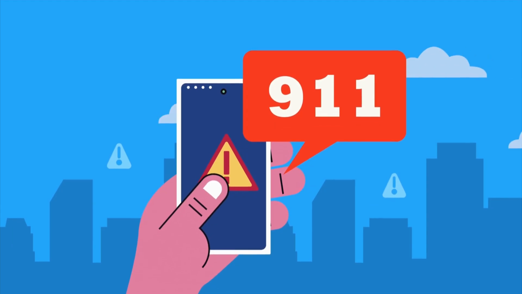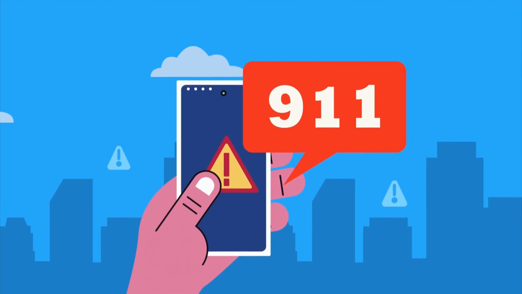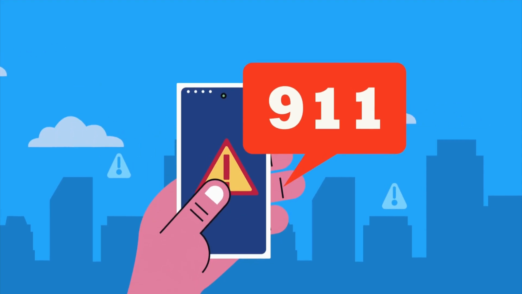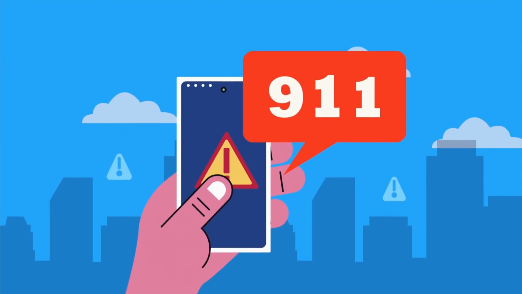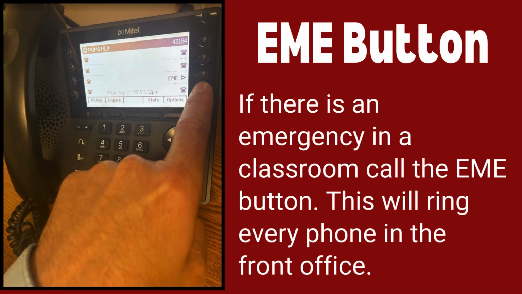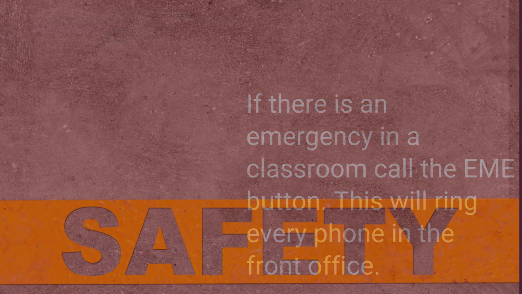Make sure that if you call 911, you also notify administration that 911 was called so that they are prepared when emergency services arrive. You can also call the EME button on every phone on campus. If there's an emergency in a classroom, call the EME button, and this will ring every phone in the front office, alerting them to an emergency.